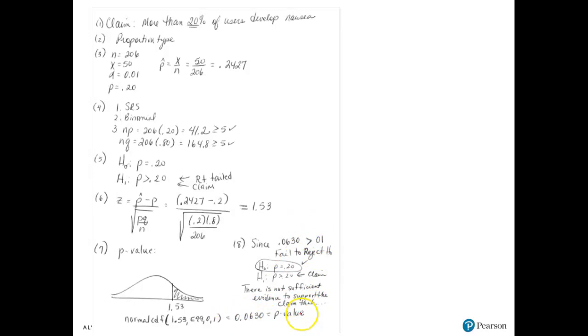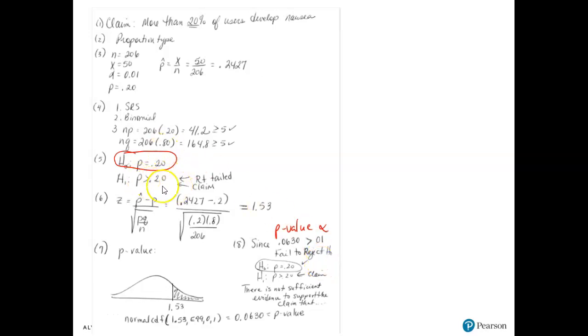And as far as my conclusions go, if I compare this to the alpha, which is what you always want to do, compare the p-value and the alpha, my p-value is larger than the alpha, so my conclusion is going to be that I fail to reject the null hypothesis.